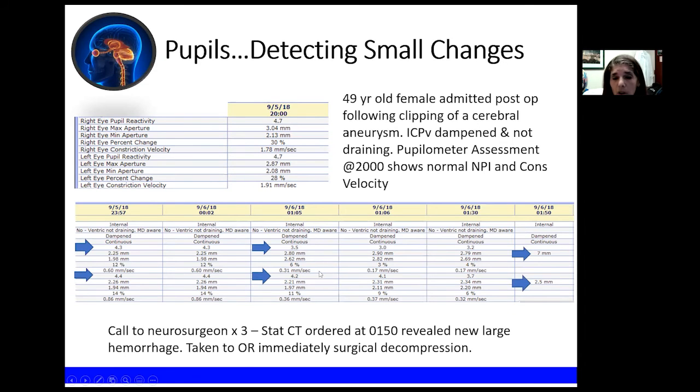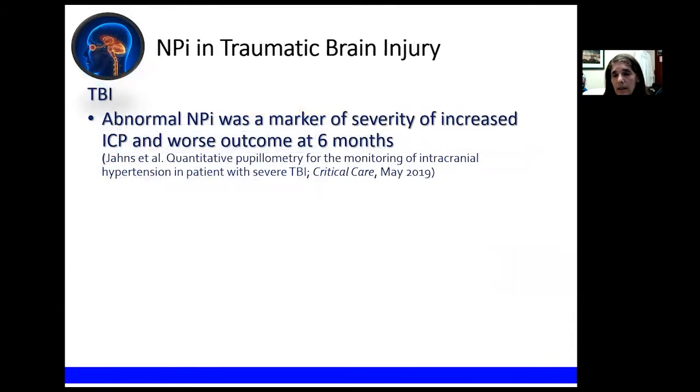The neurosurgeon was called. They got a repeat at 1:30 with a worsening status of the NPIs. And at 1:50, one pupil was 7 and fixed, one pupil was 2.5 and fixed. They did a stat CT scan of the brain, and there was a massive hemorrhage on the CT. They had to go back to the operating room.